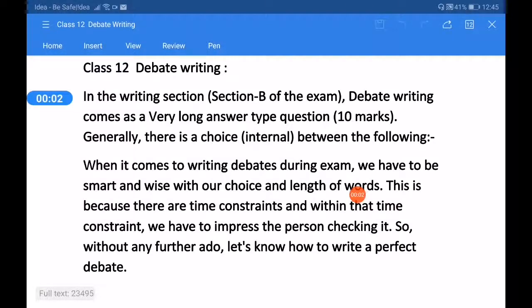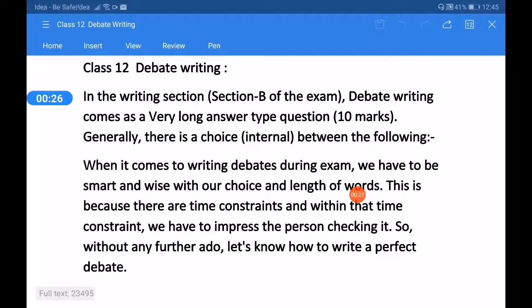Good morning, students. Today, let us begin debate writing. This is the most important skill in writing skills. In the writing section, section B of the exam, debate writing comes as a very long answer type question for 10 marks.